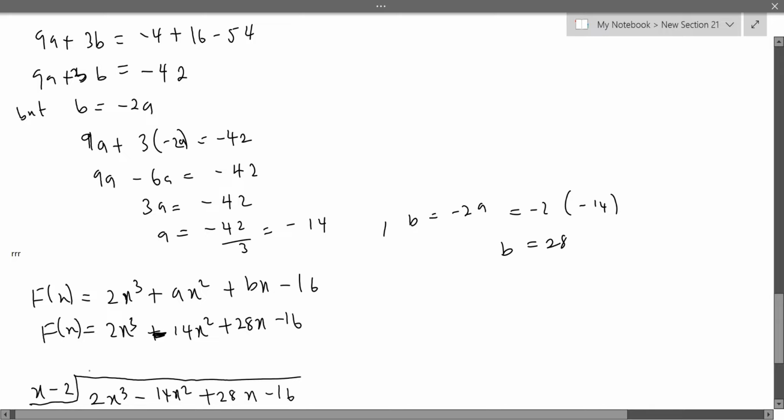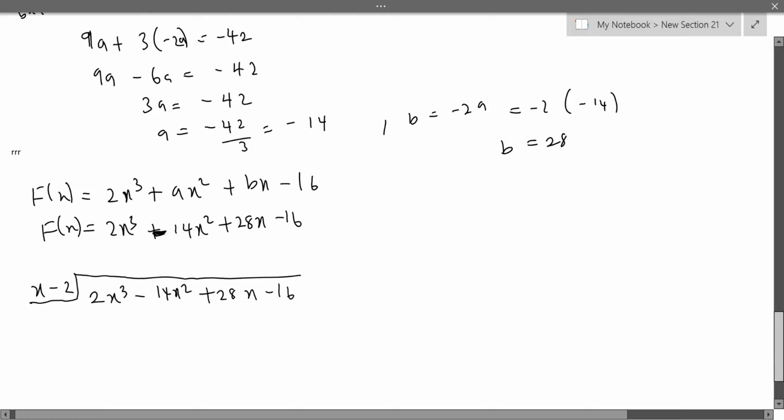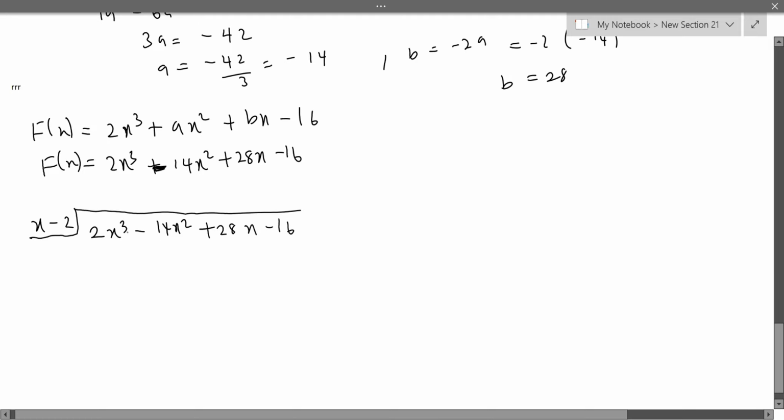So let's do the long division. x into 2x cubed, you get 2x squared. 2x squared times x, you get 2x cubed. 2x squared times minus 2, you get minus 4x squared. Now you subtract. This will cancel out. Minus 14 minus minus 4 will give you minus 10x squared. You can drop your 28x. x into that gives you minus 10x. Minus 10x times that will give you minus 10x squared plus 20x.